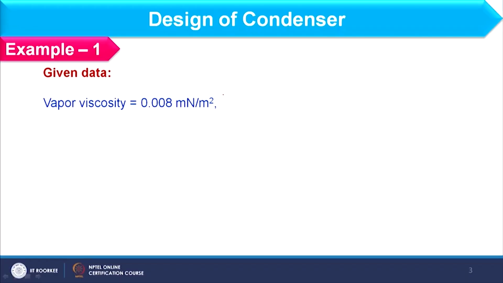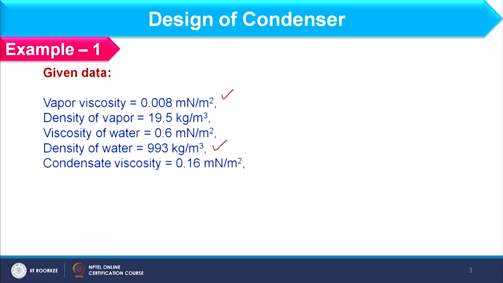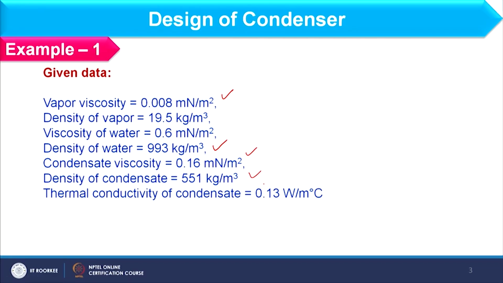So, in this way you can find out the average temperature where you can see the properties. However, in this problem the properties of the fluids are already given, such as we have vapor viscosity as 0.008 millinewton per meter square. Okay. And density of the vapor is 19.5 kg per meter cube. Viscosity of the water is 0.6, density of the water 993, right, and condensate viscosity is 0.16 and density of the condensate is 551 and thermal conductivity of the condensate is given as 0.13 watt per meter degree Celsius.